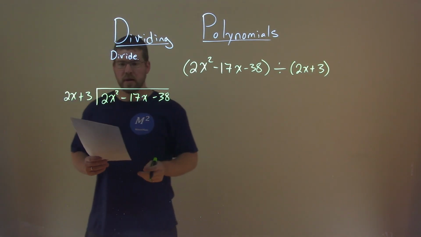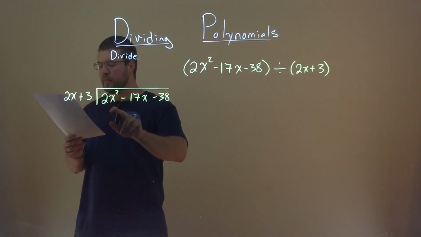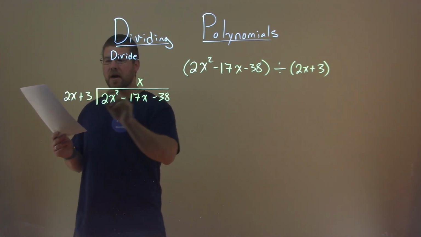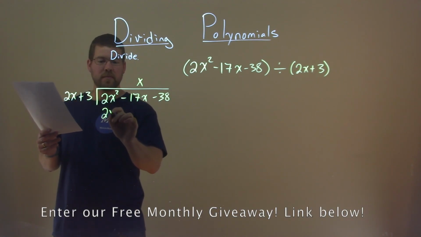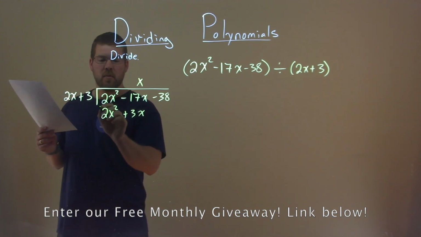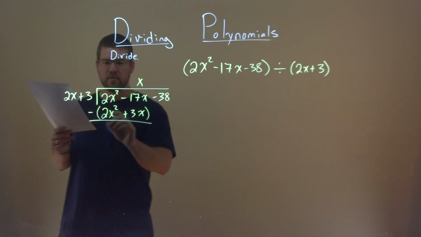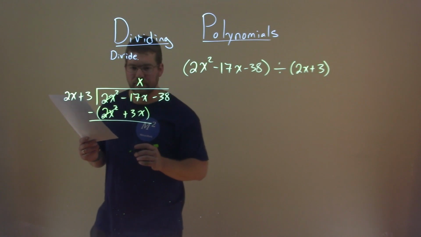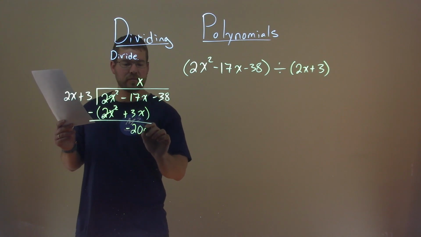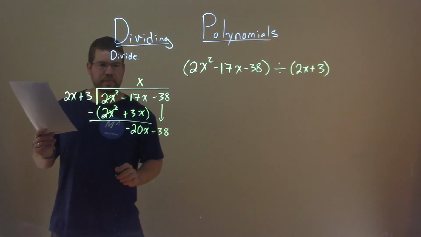Now, what times 2x gets me 2x squared? And that's just going to be an x. So I'm going to put the place value over the x value here. X times 2x is a 2x squared. X times a 3 is a positive 3x. We're now going to take all that and subtract it from up top. 2x squareds cancel, and that was the whole point of setting that up. Negative 17x minus positive 3x is a negative 20x. We're now going to bring down the negative 38, and we're going to do this process again.